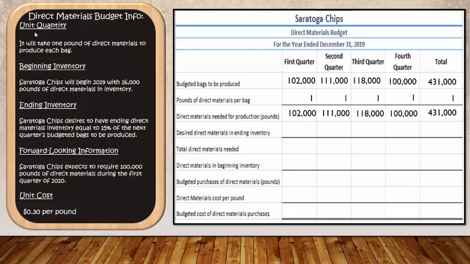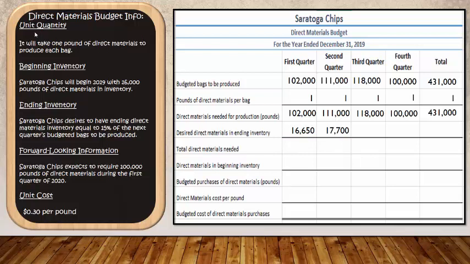Next up, we have our desired direct materials in ending inventory. And to figure this out, what we're going to do is we're going to take the next quarter's materials needed for production, and we're going to multiply it by that 15% that they want to have at the end of the prior period. If we're going to use 111,000 pounds of potatoes during the second quarter, and we want to have 15% of that on hand at the end of the first quarter, that means we're going to take 111,000, multiply it by 0.15, and we're going to figure out that Saratoga Chips is going to need 16,650 pounds of direct materials at the end of the first quarter.